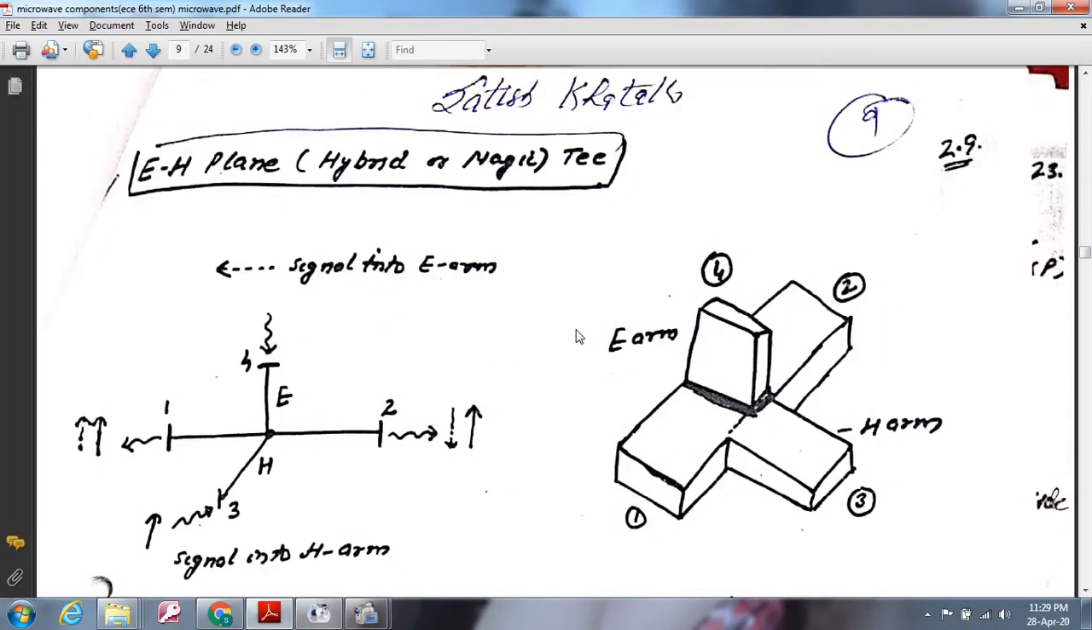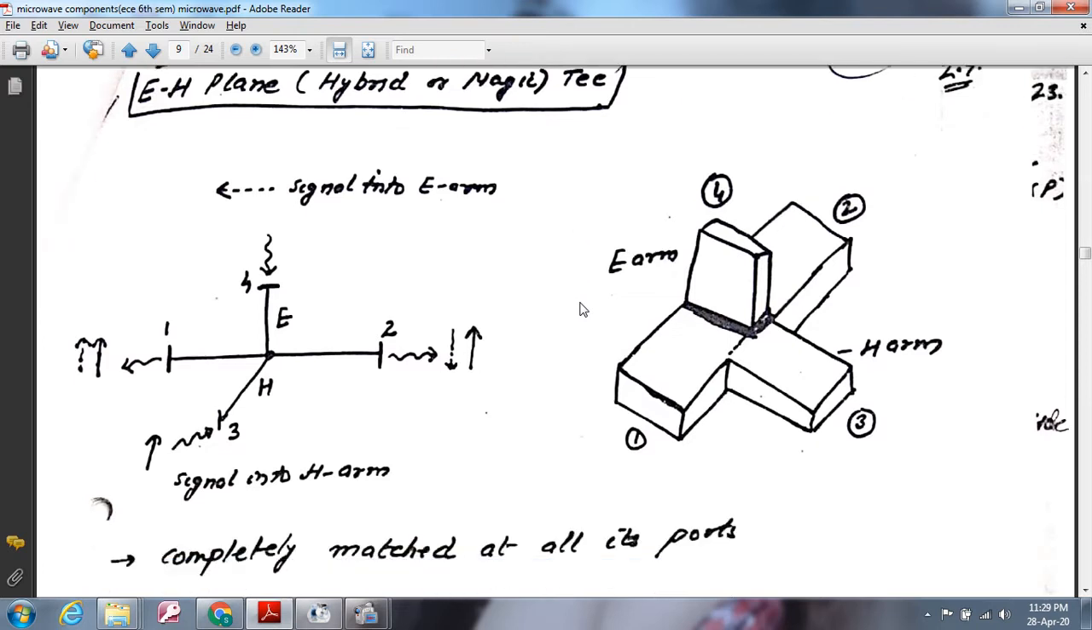Hello students, our today's topic is E-H plane T, or magic T. Now, as we have seen in our earlier lecture, the various properties of the S matrix, and from those properties of the S matrix we are going to see how this magic T will behave. Now we see magic T is nothing but the combination of E and H plane T's.